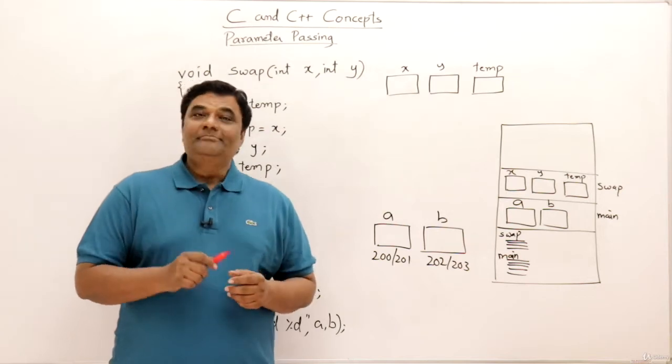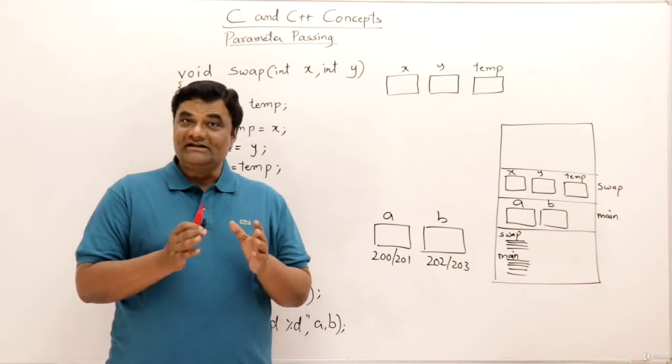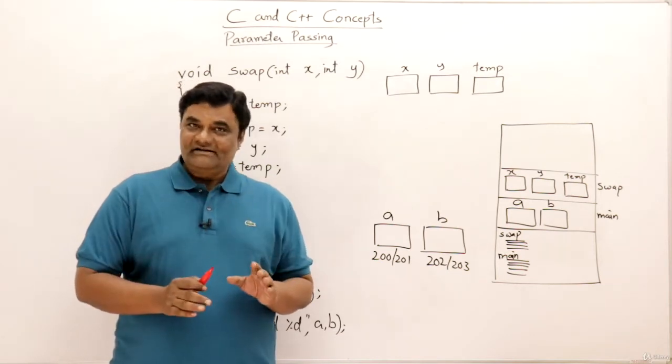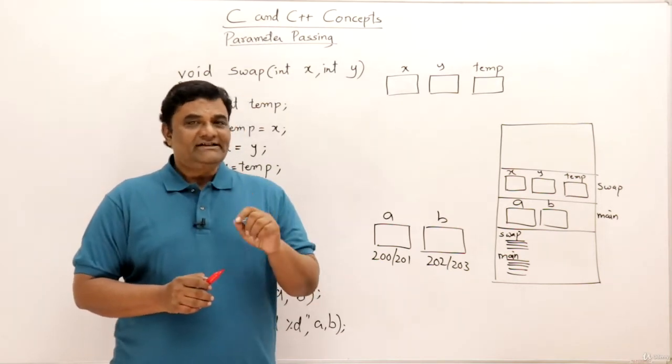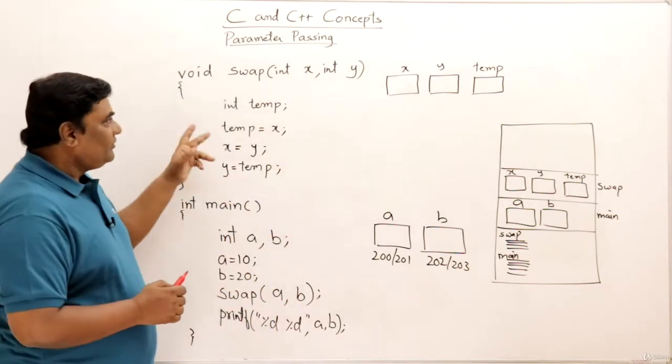In this video, I will explain parameter passing methods. There are three parameter passing methods: pass by value, pass by address, and pass by reference. For explaining all three, I have taken one simple example, that is swapping of two numbers.